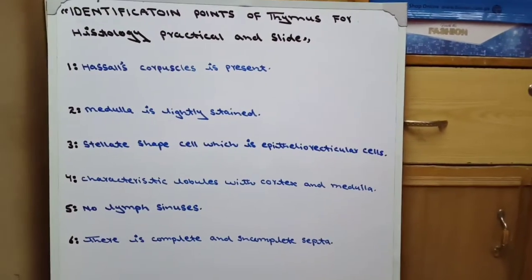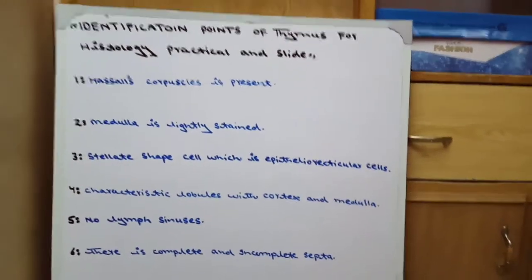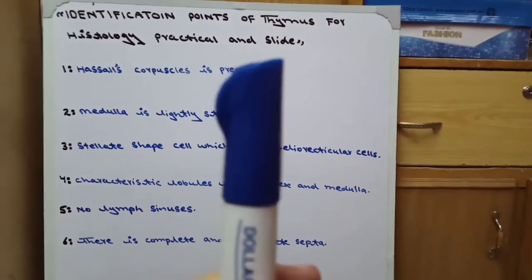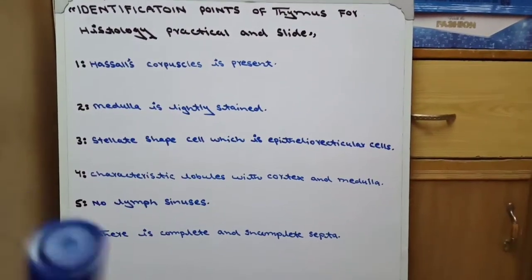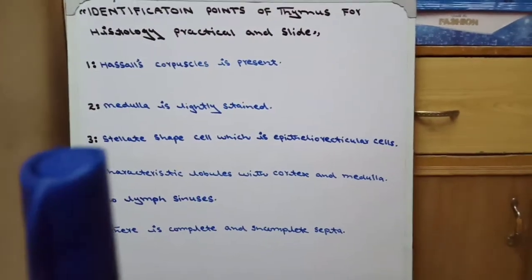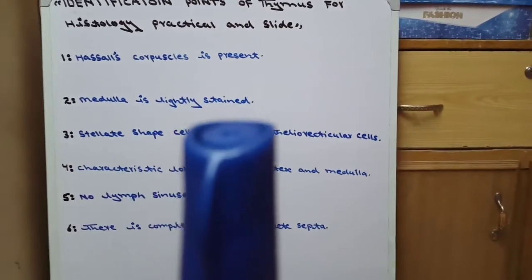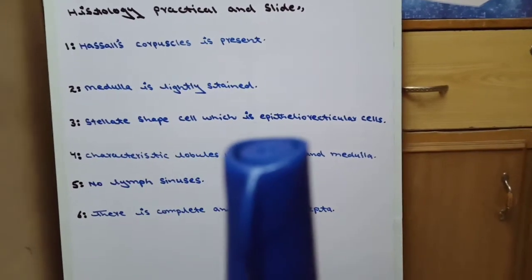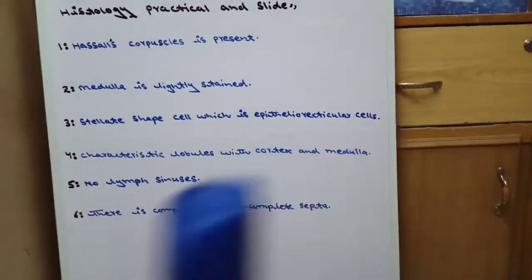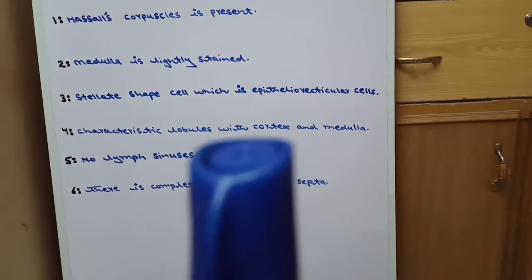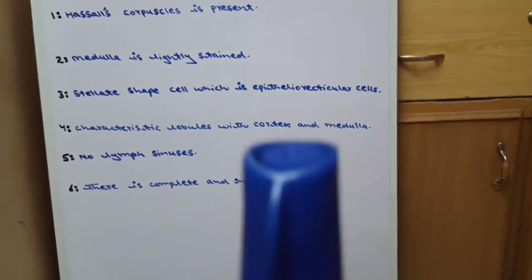Today our topic is related to histology, identification points of thymus for histology practical and slide. There are 6 identification points of thymus. Number 1, Hassall's corpuscle is present. Number 2, medulla is lightly stained. Number 3, stellate shaped cells, which are epithelio-reticular cells. Number 4, characteristic lobules with cortex and medulla.